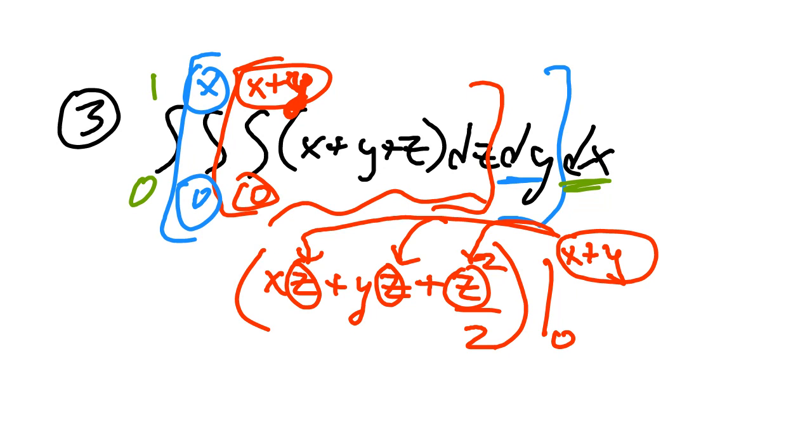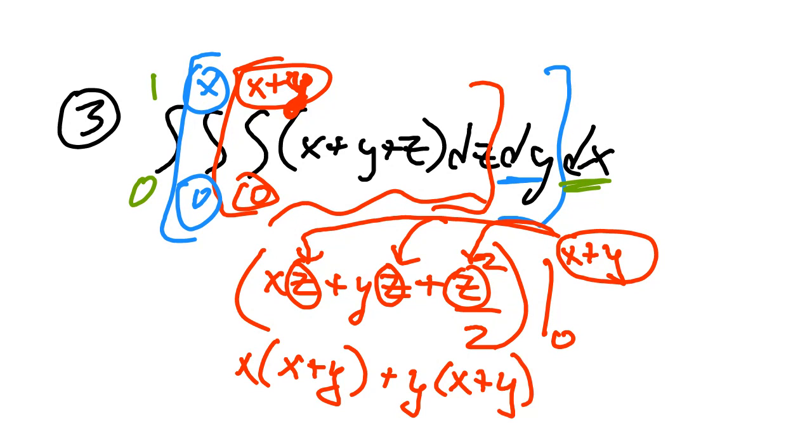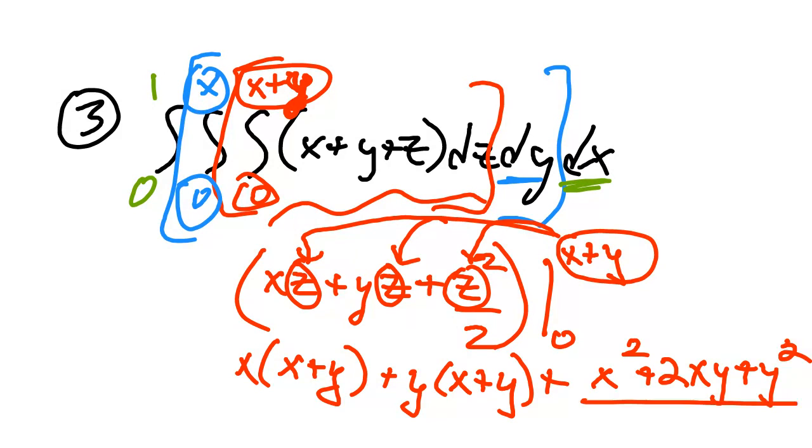Okay, so let's do that first. This could get a little awkward without much room to write, but x times x plus y times x plus y plus x plus y quantity squared all over 2, which I'm going to write as x squared plus 2xy plus y squared all over 2. And then, of course, if I plug in 0 minus 0, we get that.